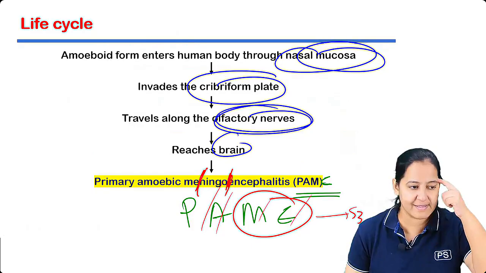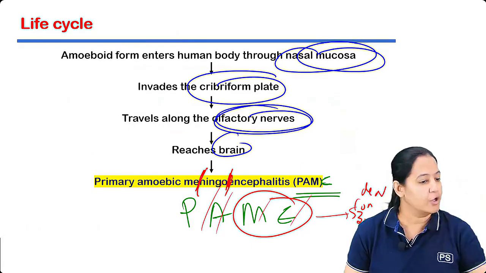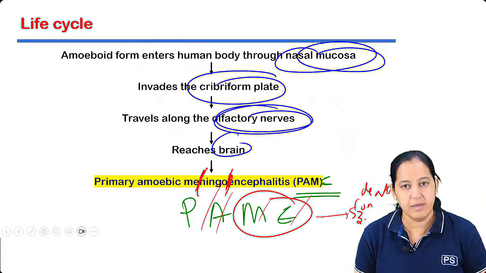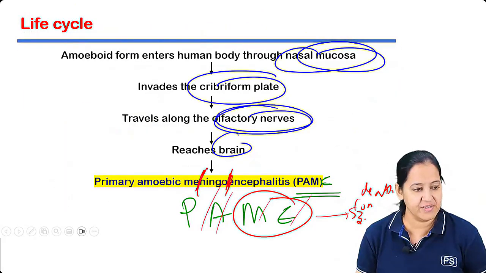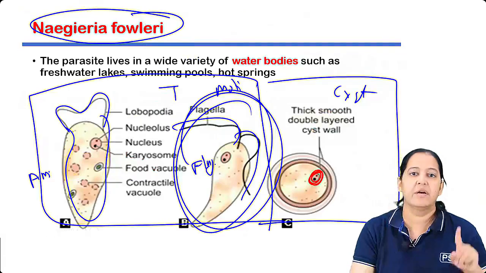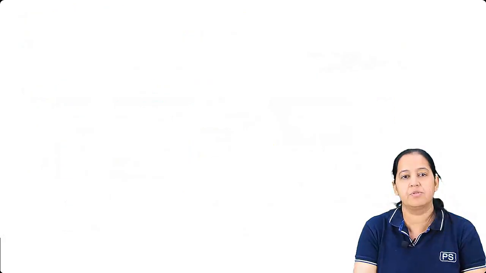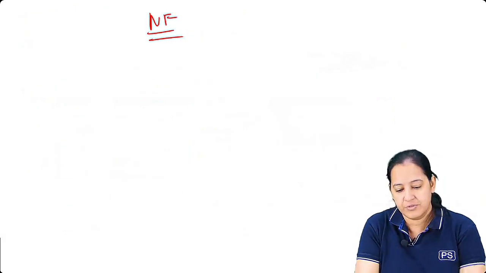Patient has seizures, coma, and death. No treatment available. Okay? So that is the thing. Read your chart. Anything additional is given, so read your chart. Tell me the morphological form. You will know. So Naegleria fowleri we have completed.